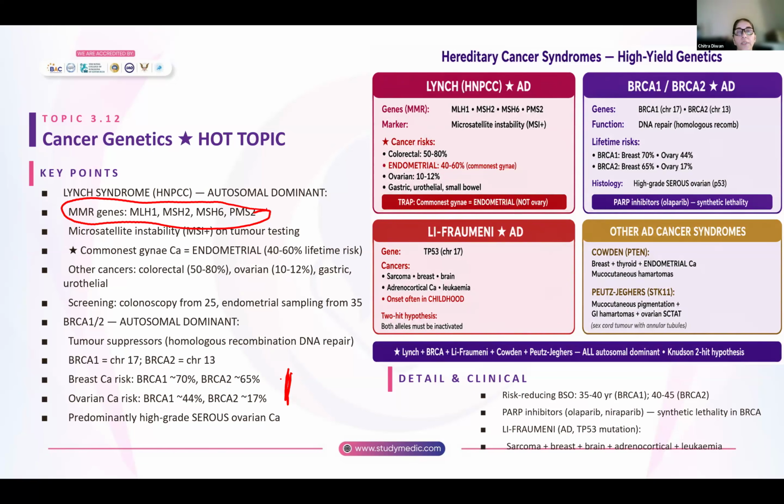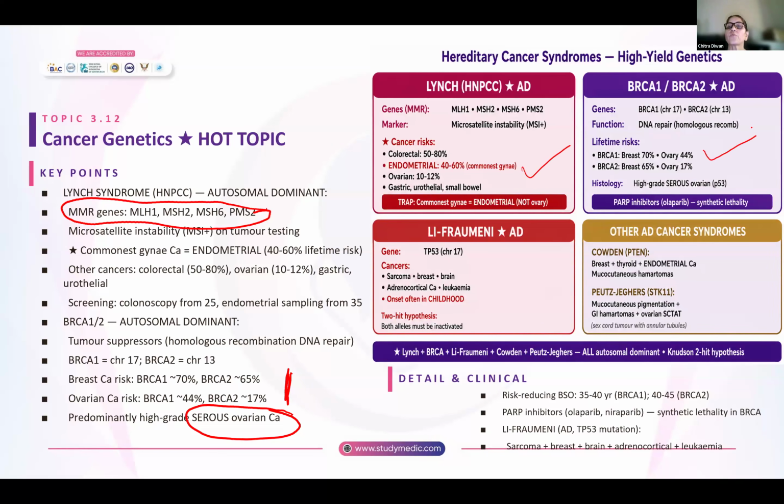Whenever you get any ovarian cancer with BRCA, remember these are high-grade serous ovarian cancers, mostly serous. The other types of ovarian cancers are not seen with BRCA. Okay, so we have now discussed Lynch, and we have discussed BRCA.